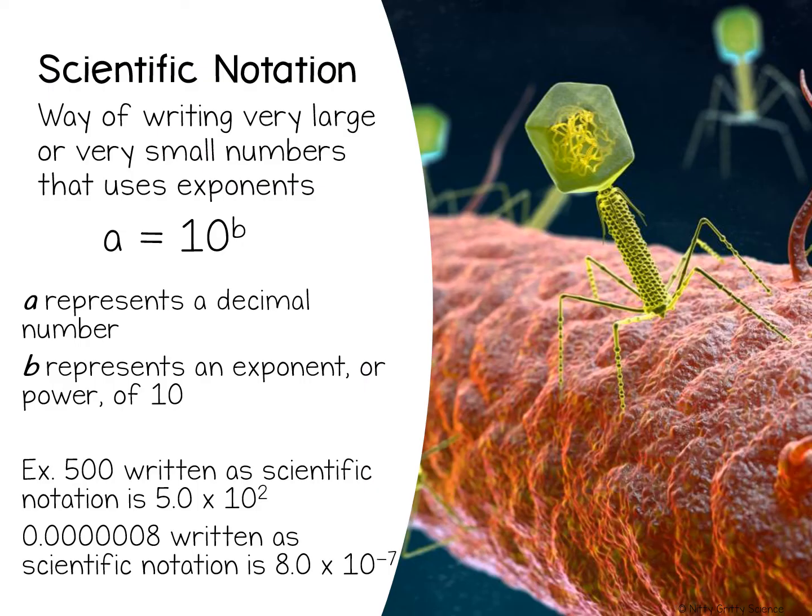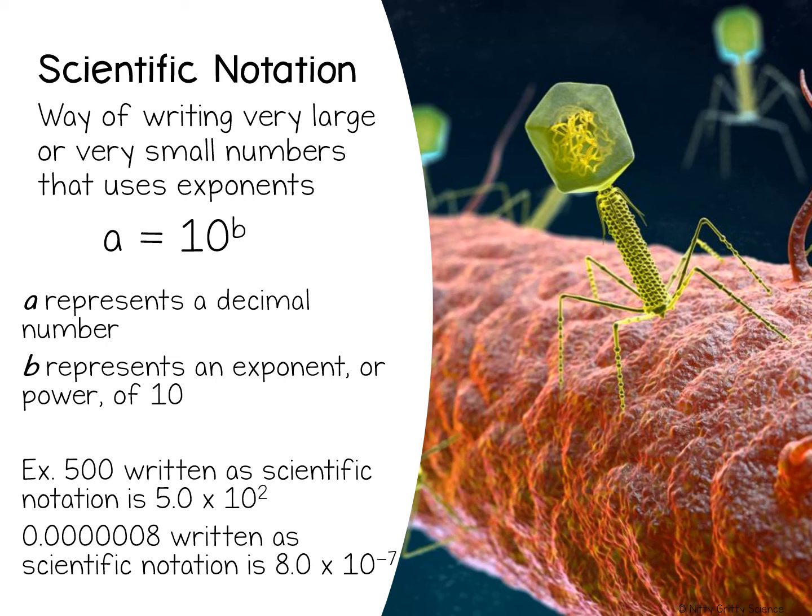This image here is a bacteriophage, and it is a virus that infects bacteria. It cannot be seen with the naked eye because it is so small, at 0.00000008 meters. There are many quantities that are extremely small like this, or the opposite, some are extremely huge, right, with lots of zeros on the end. So these quantities are made up of numbers with lots of zeros, and this is where scientific notation comes into play. Scientific notation is a way of writing very large or very small numbers that uses exponents.